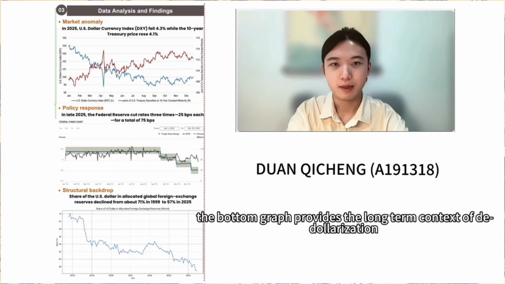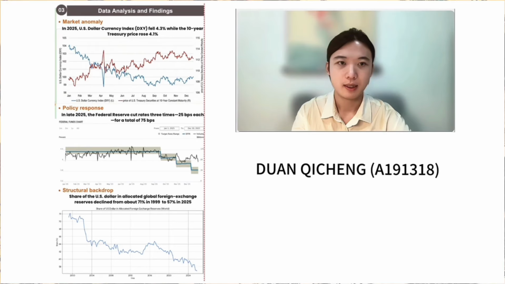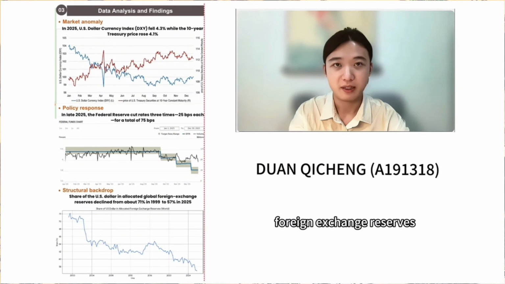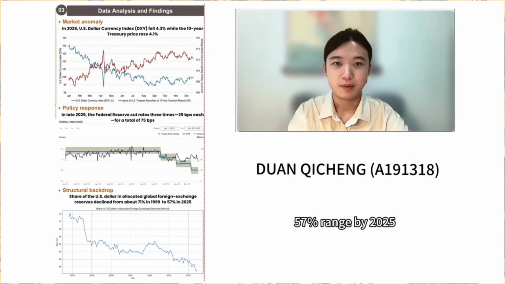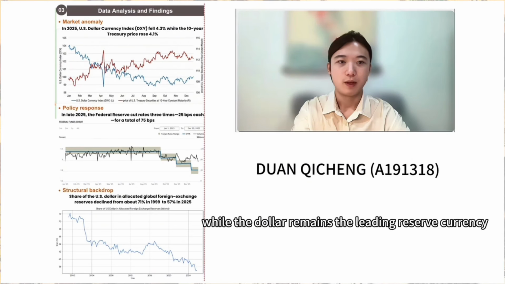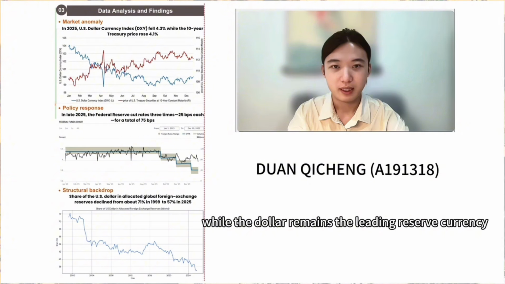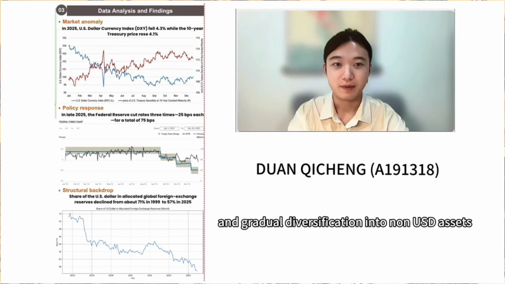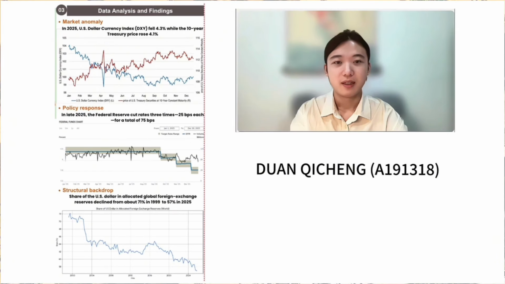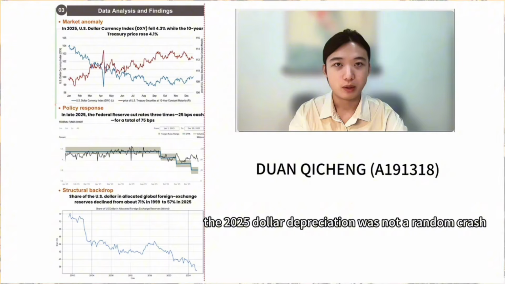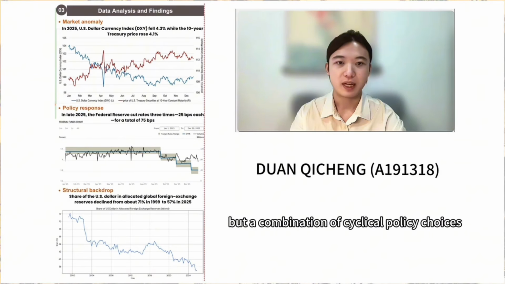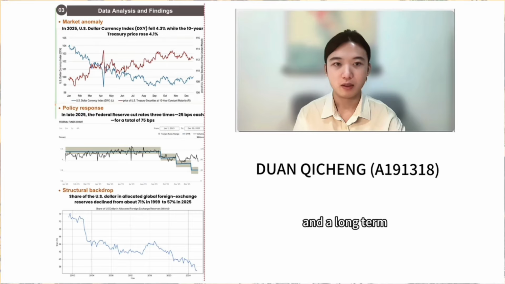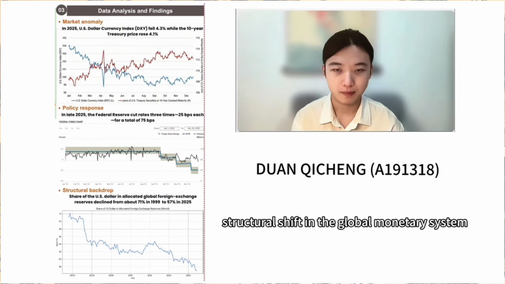Finally, the bottom graph provides a long-term context of de-dollarization. The share of the US dollar in global foreign exchange reserves has seen a steady structural decline, dropping from about 71% in 1999 to the 57% range by 2025. This confirms that while the dollar remains the leading reserve currency, there is an active and gradual diversification into non-USD assets. In summary, these findings demonstrate that the 2025 dollar depreciation was not a random crash, but a combination of cyclical policy choices and a long-term structural shift in the global monetary system.